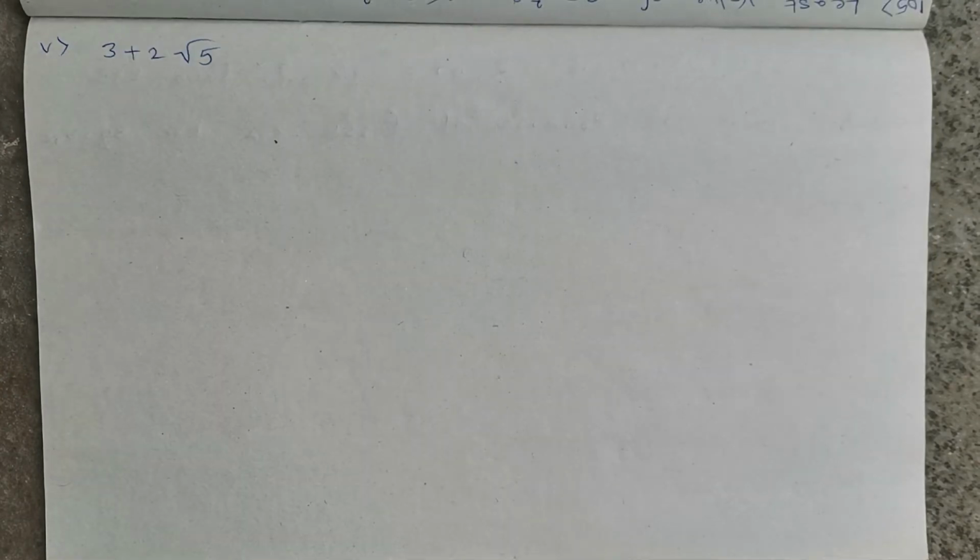Okay, next, the fourth question is root 5. Show that root 5 is an irrational number. I will come to this question after finishing the last question. Okay, the last question is show that 3 plus 2 root 5 is an irrational number.